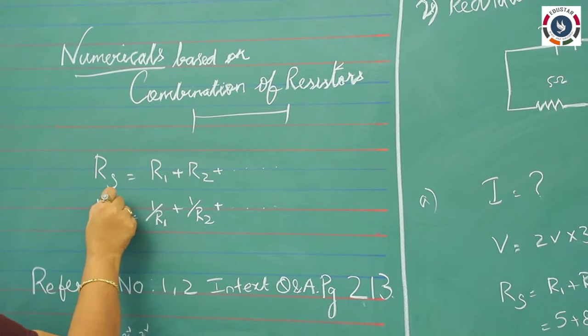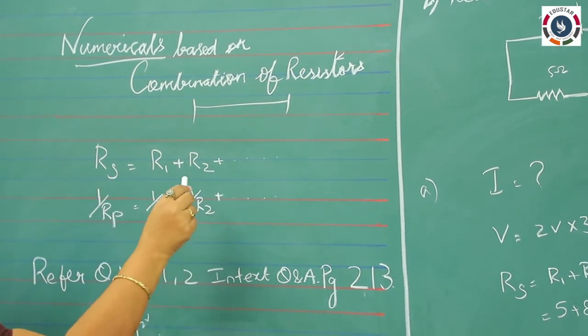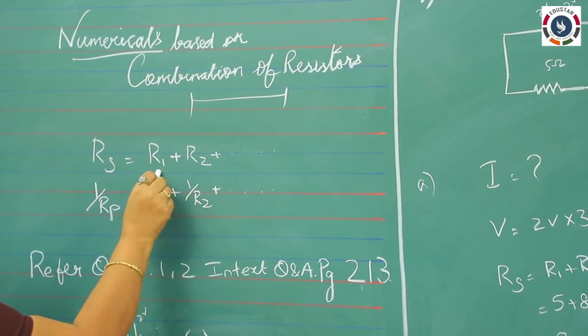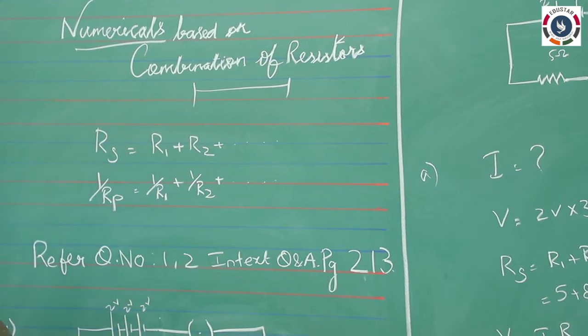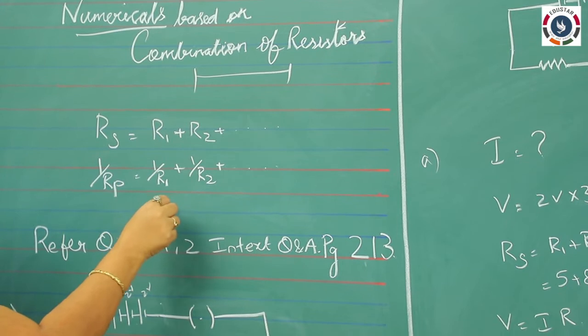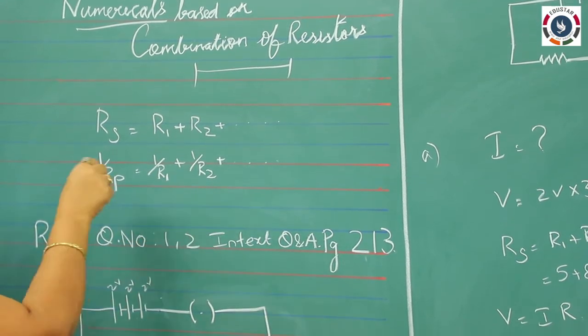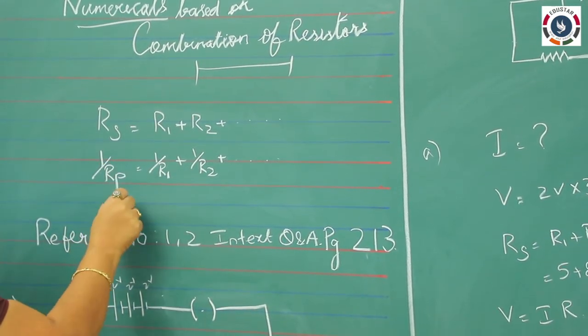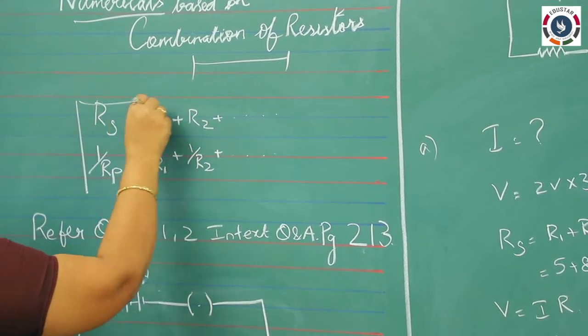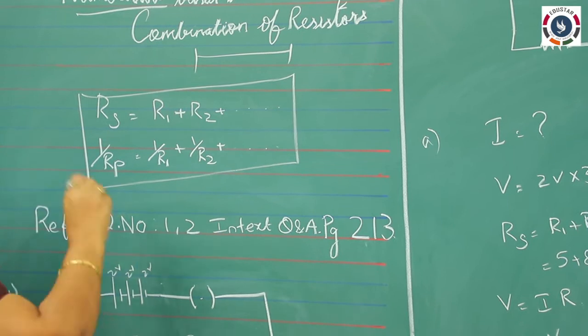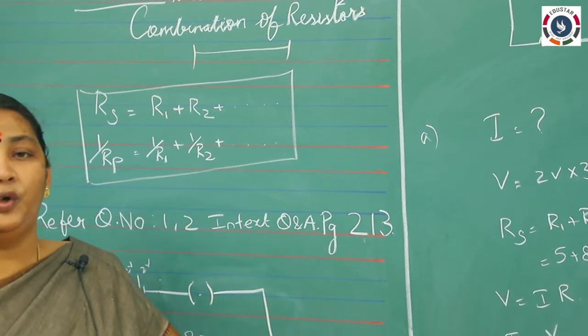When we connect all resistors in series, the effective resistance will be Rs = R1 + R2 + R3, and so on. Likewise, when we connect all resistors in parallel, the effective resistance will be 1/Rp = 1/R1 + 1/R2 and so on. These two are the important formulas we are going to employ.